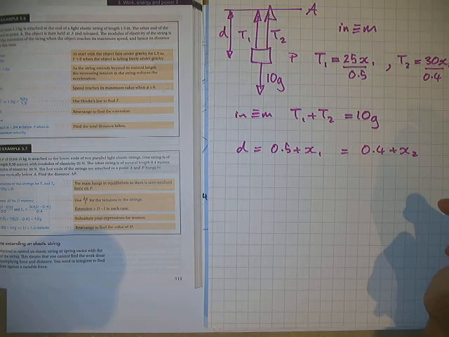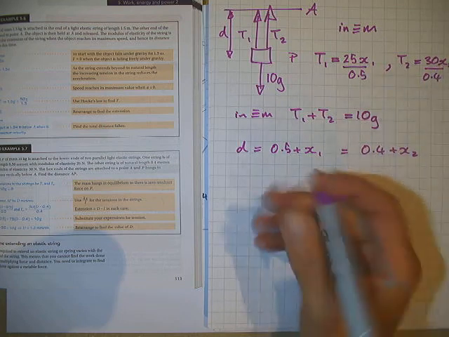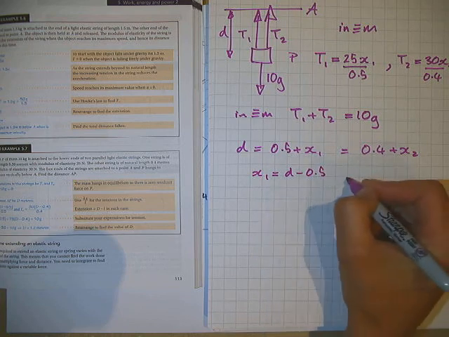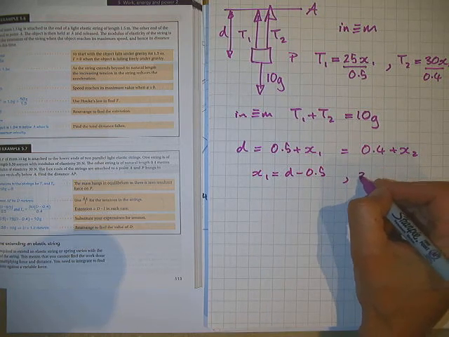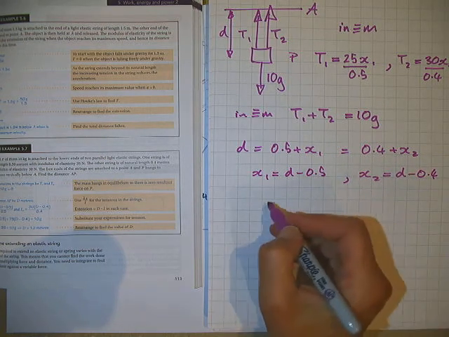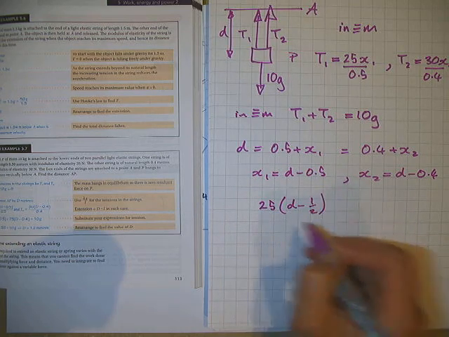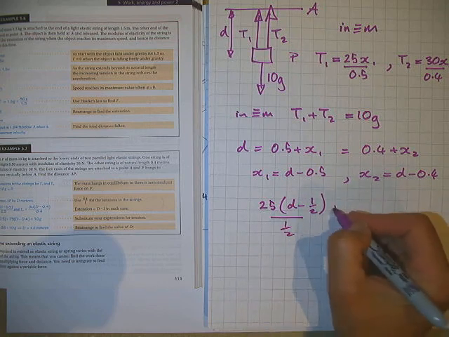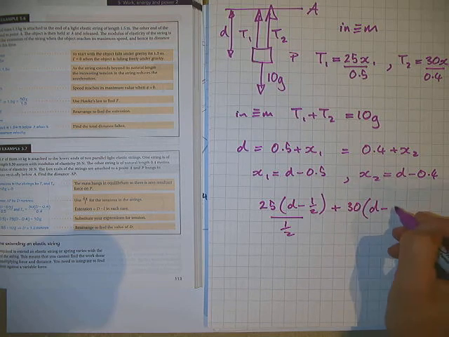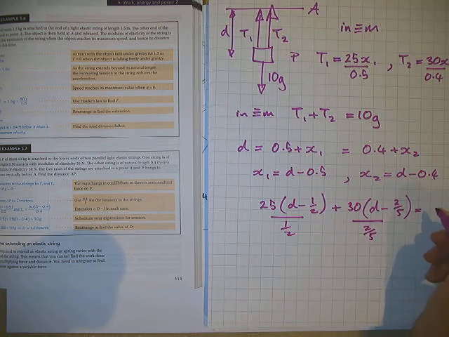How does that help? Instead of that, I could replace x1 and x2 by d take 0.5 and x2 is d take 0.4. So what we get is 25 lots of d take a half over a half plus 30 lots of d take 2/5 over 2/5 is 10g.